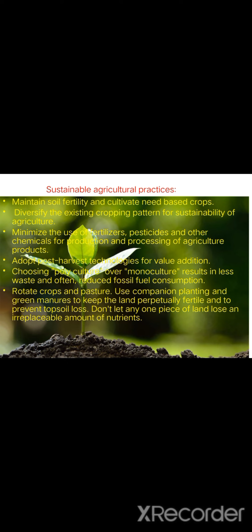choosing polyculture over monoculture. That means different types of plants are grown instead of a single type. It results in less waste and it reduces fossil fuel consumption. Then adoption of post-harvest technologies, then crop rotation, etc. are some of the methods to achieve sustainable agriculture.